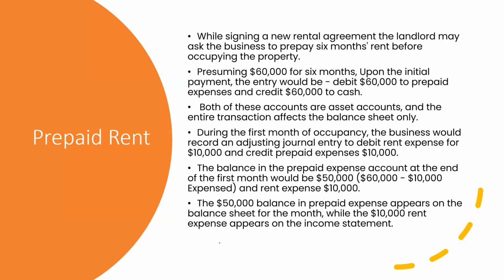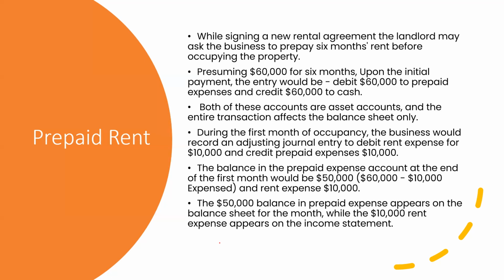In that case, how should that be treated? Now, in the month of December, should it be expensed as rent in December? No, because the benefit is going to start from January and not in December. So in the month of December, it should be recorded as prepaid rent debit and cash credit, right?